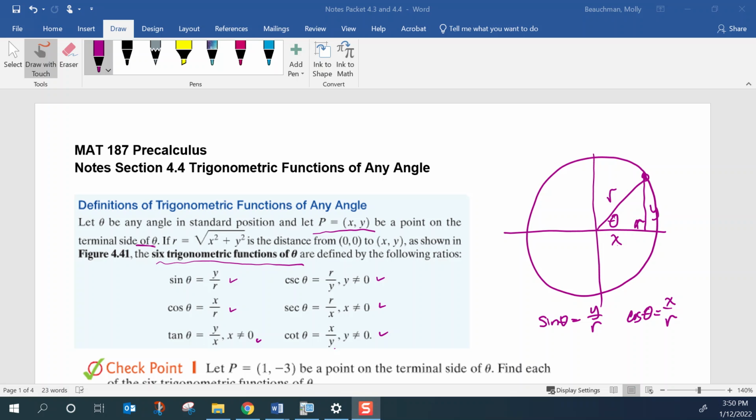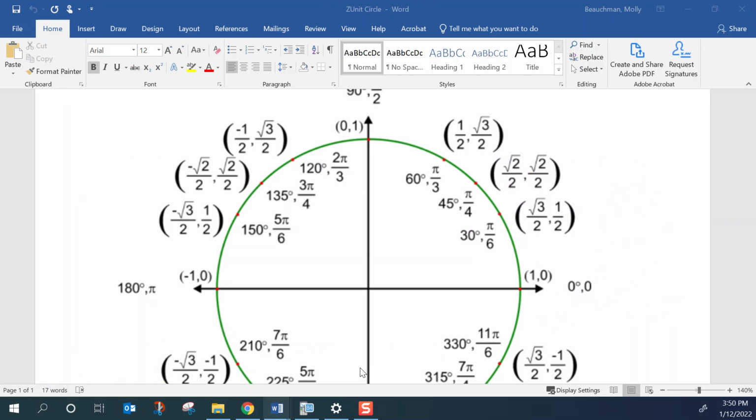In this video, we'll take a look at section 4.4, trigonometric functions of any angle on the coordinate plane, not just the unit circle. So we've already taken a look at a circle. If we had a unit circle with radius 1, then the values of the x and y coordinates were the sine and cosine of the angle. So let me bring up the unit circle.